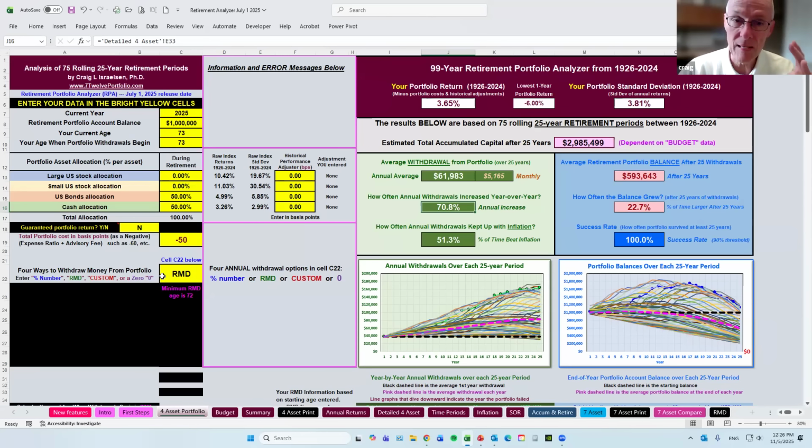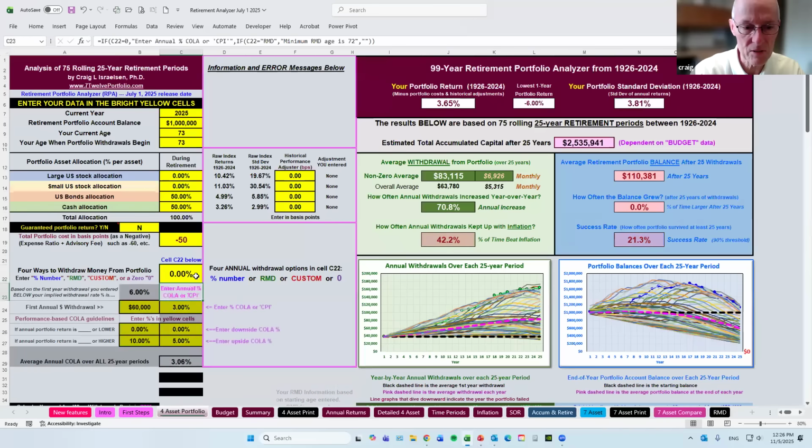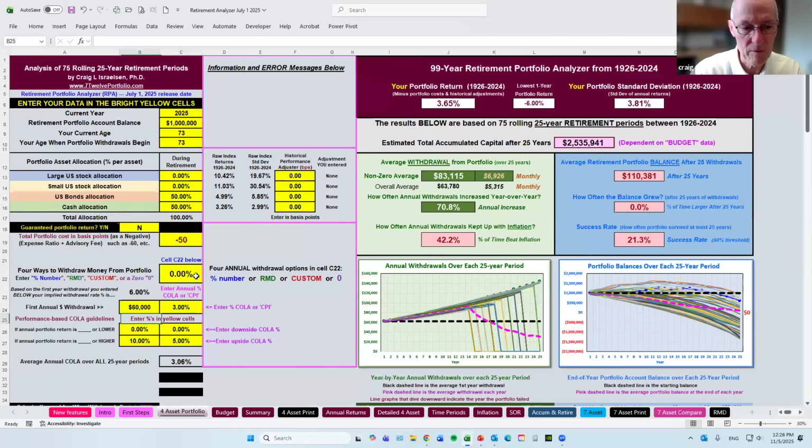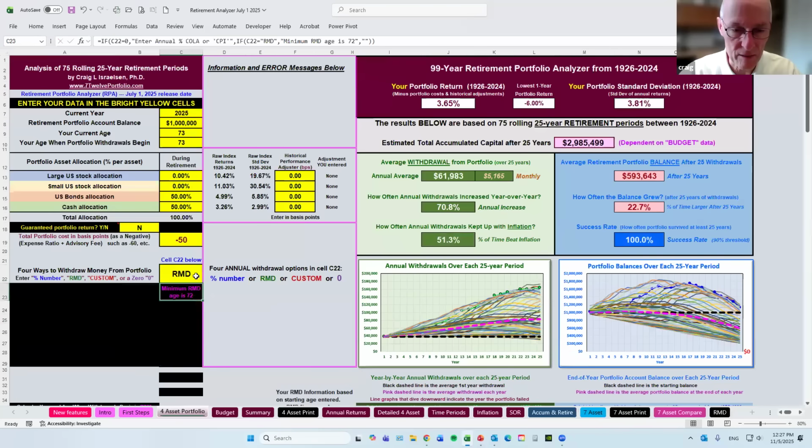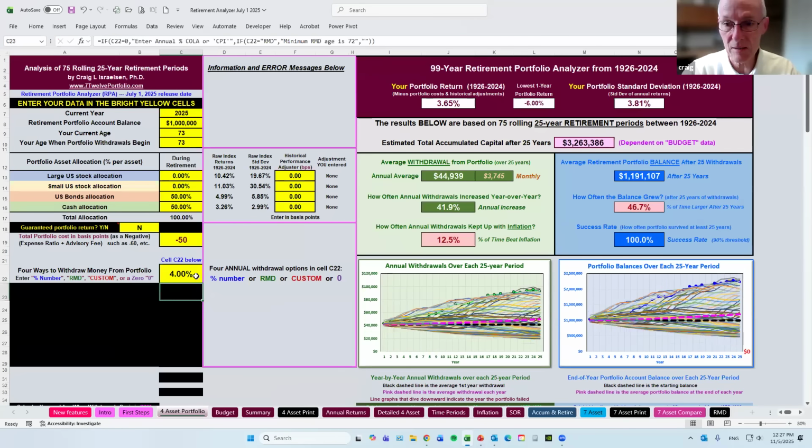Okay, does that mean that that's always the case? Oh, obviously not. Let's keep it at a 50-50 bond cash portfolio. I'm going to enter a 0 in this cell. And now that opens up these options down here. Because previously, we were using RMD, and RMD is a percentage. Or we could use 4%. Let's use 4%. That's kind of classic. The numbers change. Now we go from 60 some odd thousand to 45,000 because 4% is a static percentage. It's not an escalating RMD.